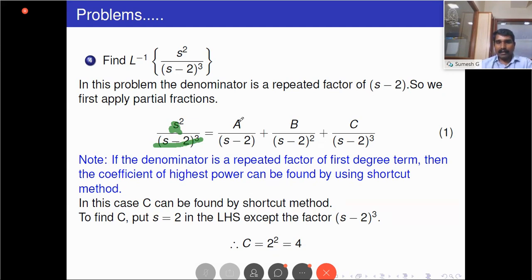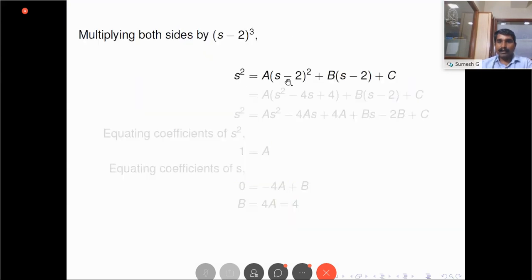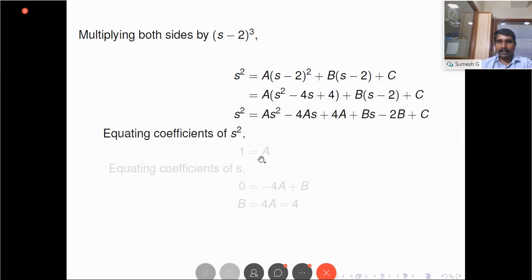To find a and b, we have to apply the general method. For that, we have to multiply both sides by (s minus 2) whole cube. So it becomes s square equal to a into (s minus 2) whole square plus b into (s minus 2) plus c. If I open the bracket, we obtain the expression like this. We equate coefficients of s square on both sides. The LHS coefficient of s square is 1, the RHS coefficient of s square is a. So we have the value of a equal to 1.